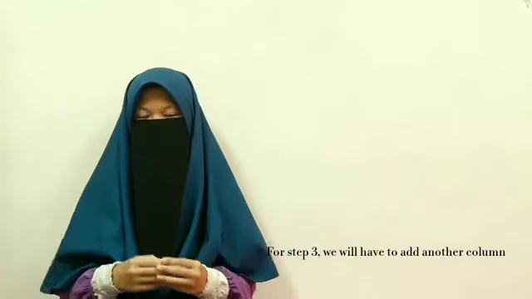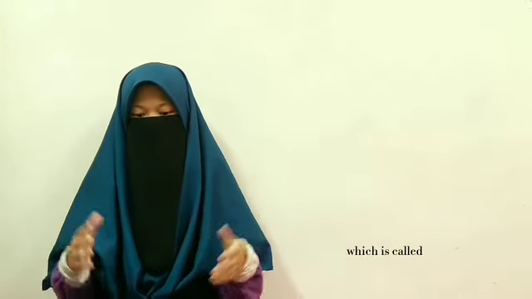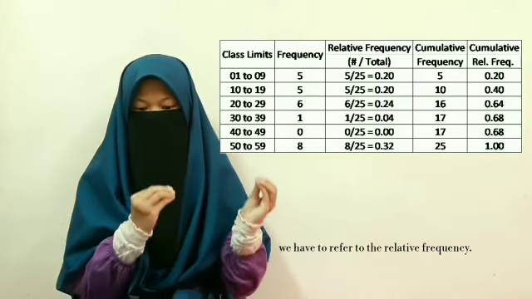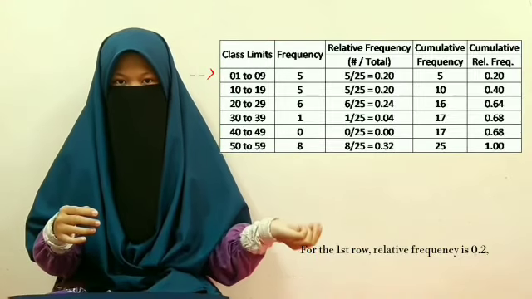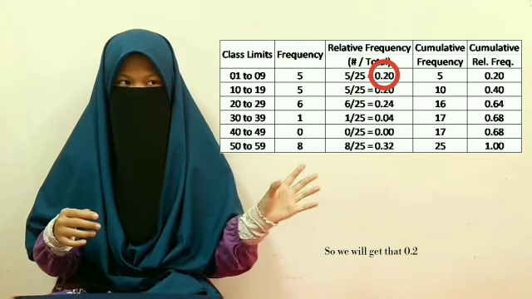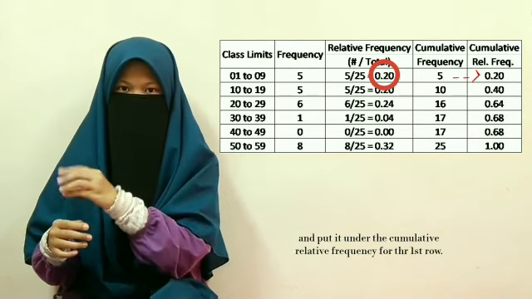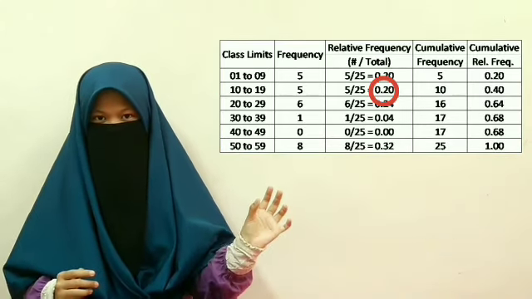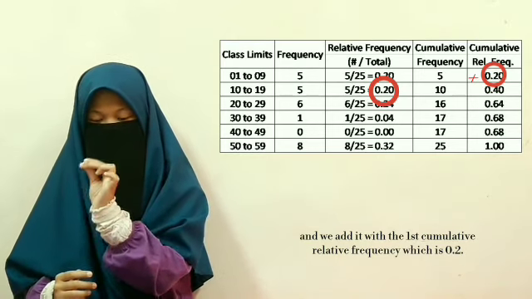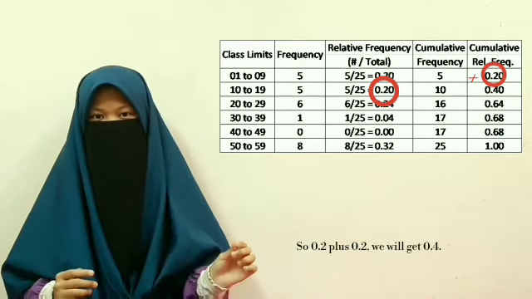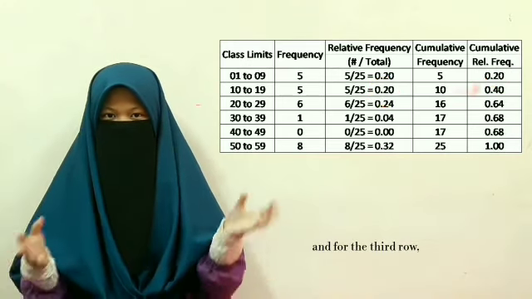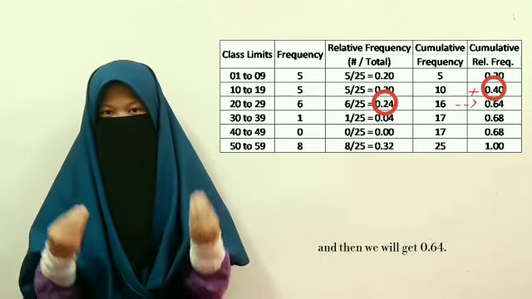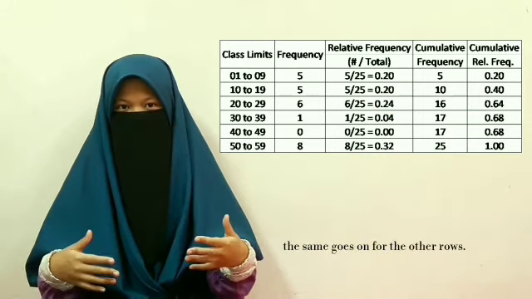For step 3, we have to add another column, which is called the cumulative relative frequency. For the cumulative relative frequency, we have to refer to the relative frequency. For the first row, the relative frequency is 0.2. So we get that 0.2 and put it under the cumulative relative frequency for the first row. As for the second row, the relative frequency is 0.2, and we add it to the first cumulative relative frequency, which is 0.2. So 0.2 plus 0.2, we get 0.4. And for the third row, we take 0.24, add it to 0.4, and then we will get 0.64. And the same goes on for the other rows.